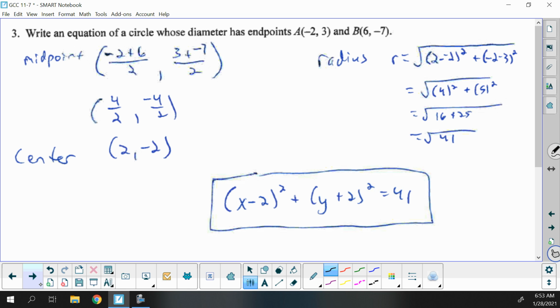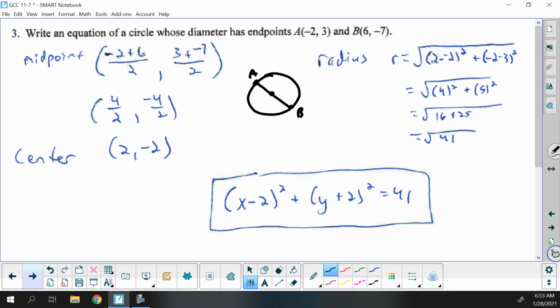So we have a diameter, and those are our endpoints. So like here's A, here's B. To find the center, it's going to be the midpoint. So like we've seen earlier in the unit, we've got to add the x's, divide by 2. Add the y's, divide by 2, and that gives us 2, negative 2. So that's our center. So that's half of what we need to know for the circle.